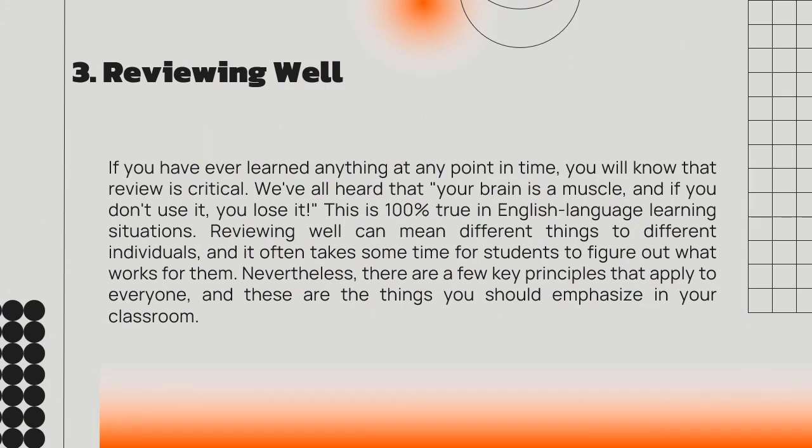Number 3 is reviewing well. If you have ever learned anything at any point in time, you will know that review is critical. We've all heard that your brain is a muscle, and if you don't use it, you lose it. This is 100% true in English language learning situations. Reviewing well can mean different things to different individuals, and it often takes some time for students to figure out what works for them. Nevertheless, there are a few key principles that apply to everyone, and these are the things you should emphasize in your classroom.